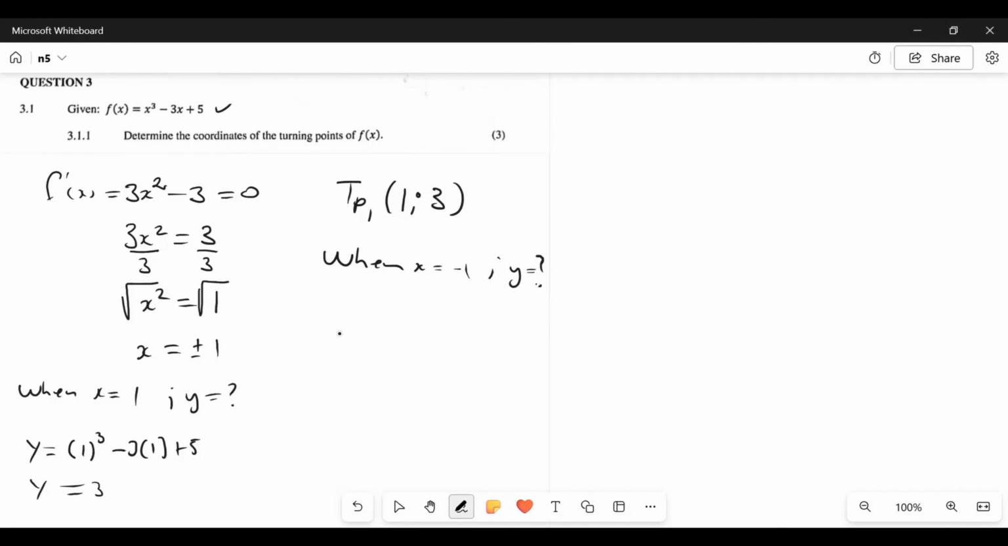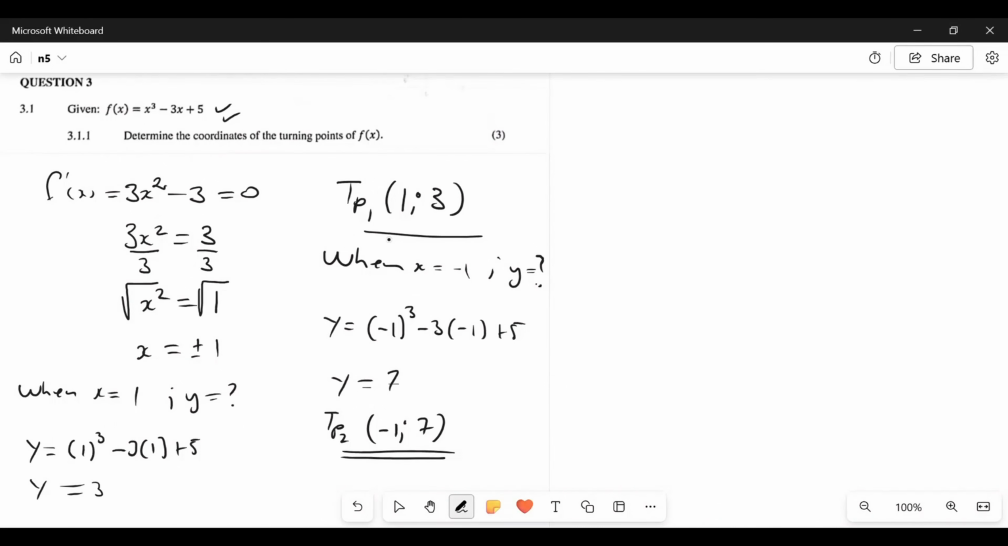So we're going to do similar to what we did before. We're going to take the original equation and this time we substitute negative 1 wherever there is x. So let's do it. y is going to be equal to, open bracket, negative 1, then we have cube there, minus 3 multiplied by negative 1 plus 5. Now you have to put this on a calculator. If you put this on a calculator, your y is going to be 7. So turning point 2, here we go. When x is negative 1, y is going to be 7. So this here is our answer.